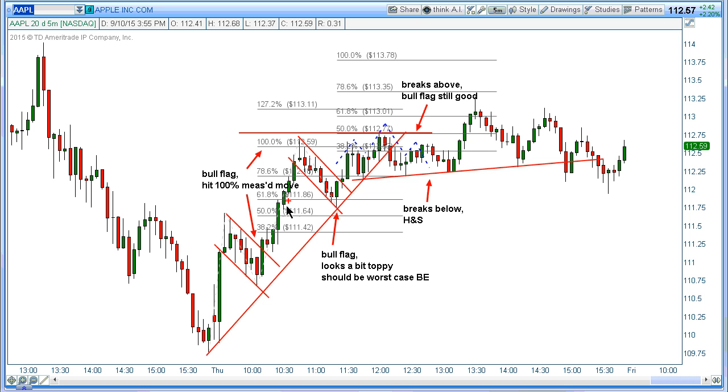You can see all these, 1, 2, 3, 4, 5 successive green candles. Then you hit another shooting star here.